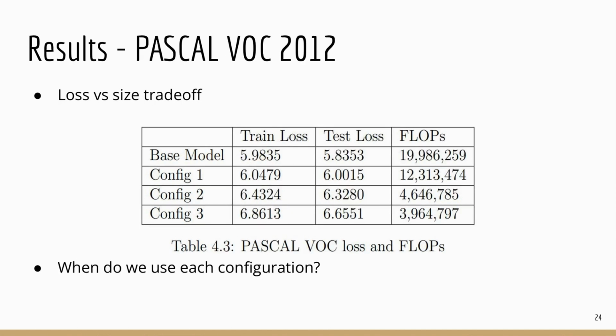Finally, with Pascal VOC, we use loss since it's a regression problem and not a classification one. With loss, we can see the base model had the best loss, which is 5.8, and then the loss increases, with configuration 3 having 6.6 loss. However, the floating point operations again start at around 20 million with the base model and reduce down to around 4 million with the third configuration.